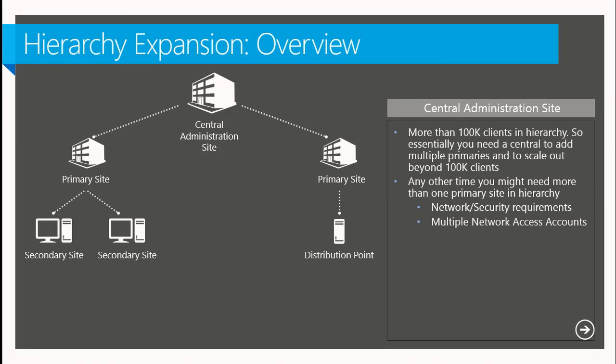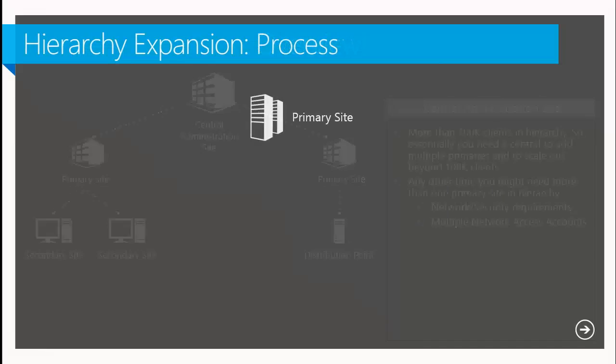There's also some issues around network access accounts that have not quite been resolved yet, where you can only have one per primary site. So if you have a lot of complex domains that you need to manage and you need those multiple network access accounts, there may be a scenario in which you have to have a hierarchy. But by and large, nearly every other issue can be worked around, and you can use, for less than 100,000 clients, just one standalone primary.